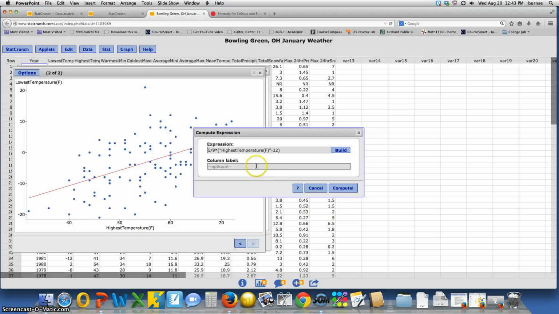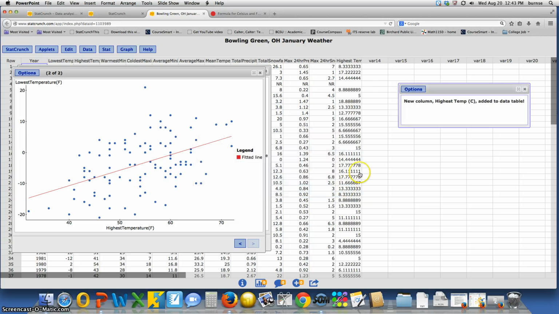Click OK, and I'm just going to label this column so I know what it is. Highest temperature, and I'm going to put a C so we know that's in Celsius. Okay, so then it created my new column.